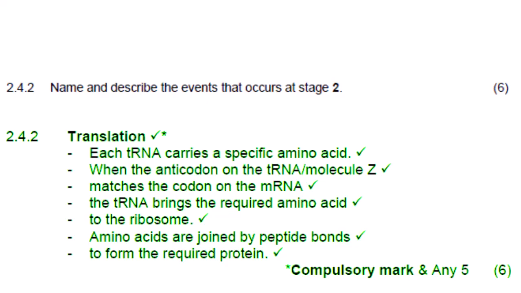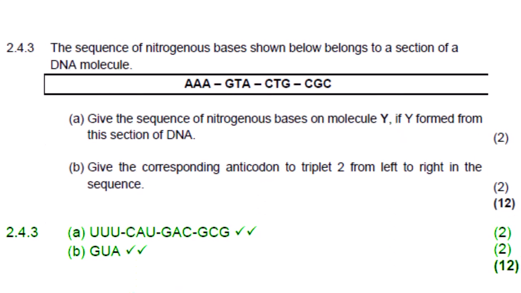I see some base sequences in 2.4.3. If the DNA sequence is AAA, GTA, CTG, CGC, what would the mRNA, molecule Y, look like? You just have to remember your pairing rules, but remember that mRNA uses uracil instead of thymine. So AAA becomes UUU, GTA becomes CAU, CTG becomes GAC, and CGC becomes GCG.